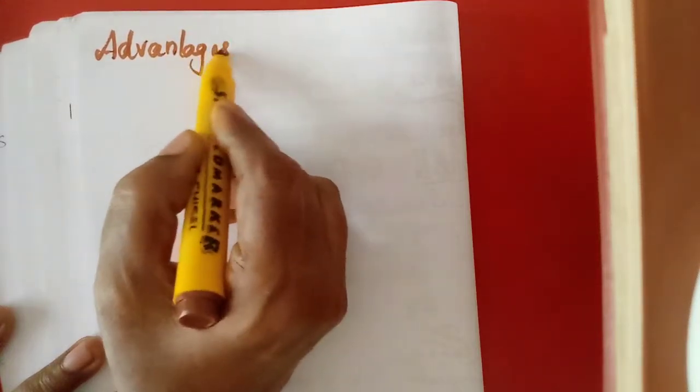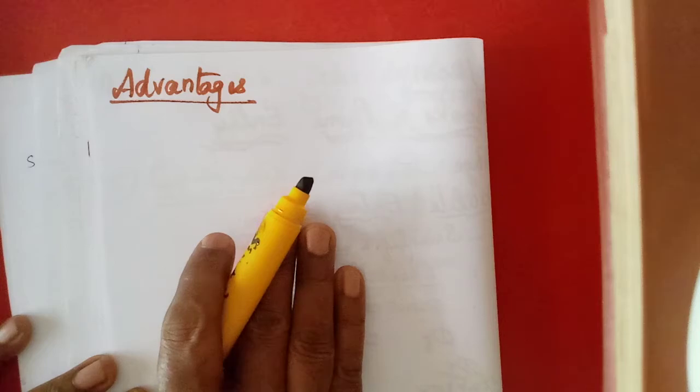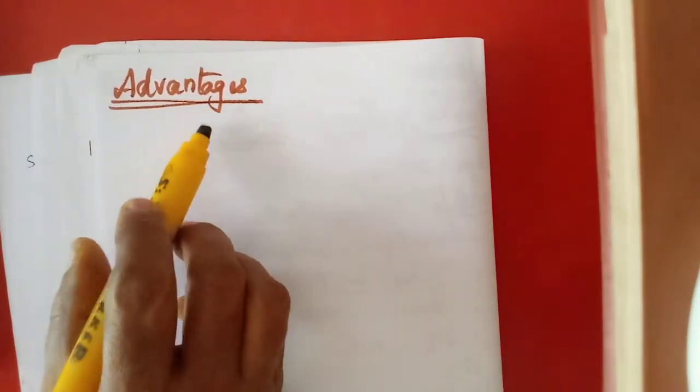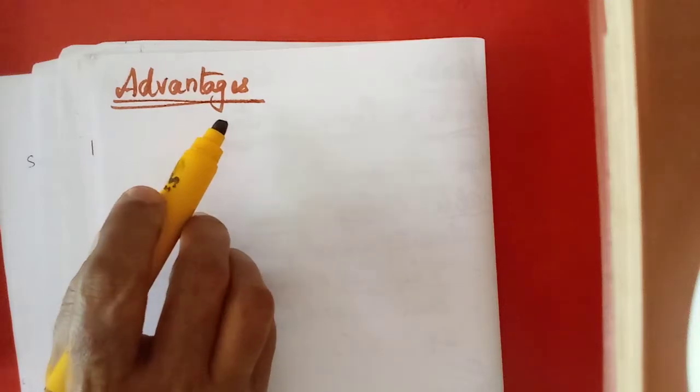Advantages. What are the advantages? The single entry system, that means the incomplete records, you will learn in the 12th. 12th first lesson will be incomplete records. Now there you will learn what are the disadvantages of single entry system. Now we will learn about the advantages of double entry system.